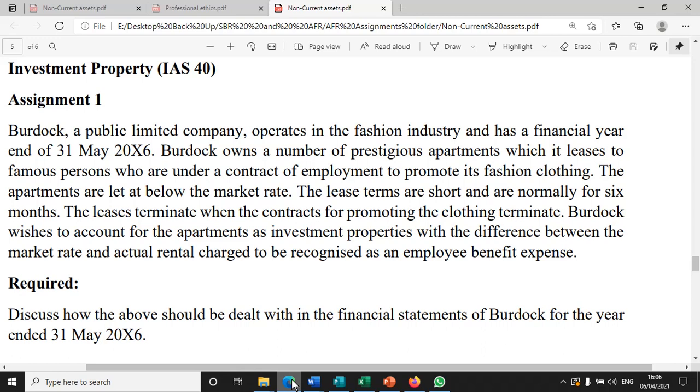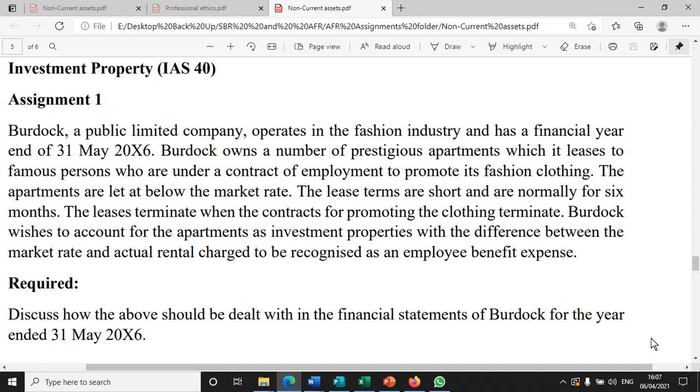Bardock wishes to account for the apartments as investment properties, with the difference between market rates and actual rent charged to be recognized as an employee benefit expense. The requirement is that we should discuss how the above should be dealt with in the financial statements for that year ended. If you have got a paper and a pen, kindly please write the following.